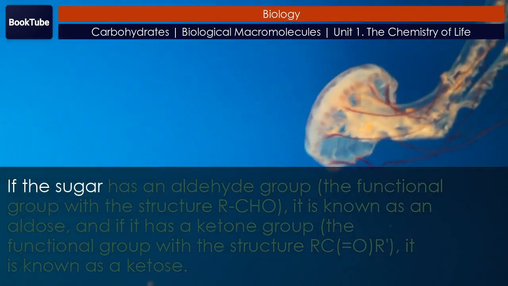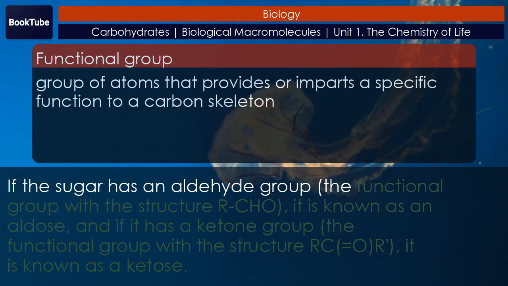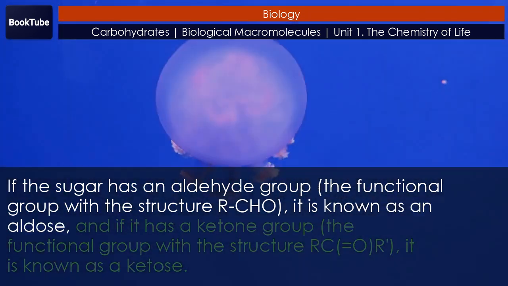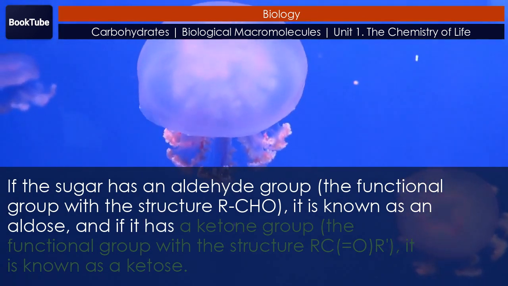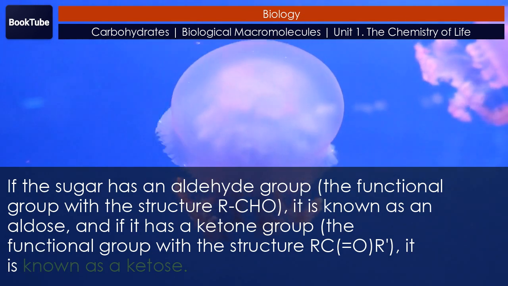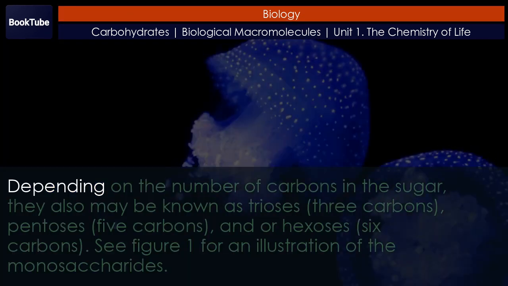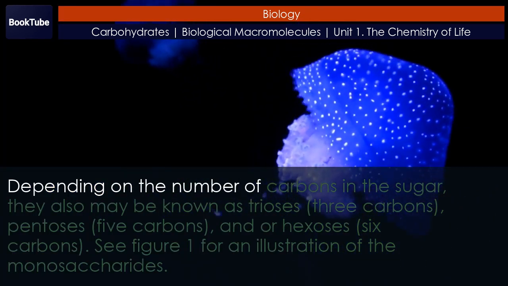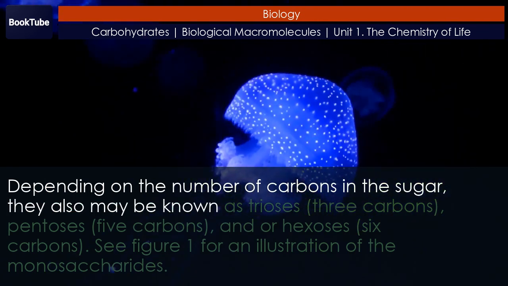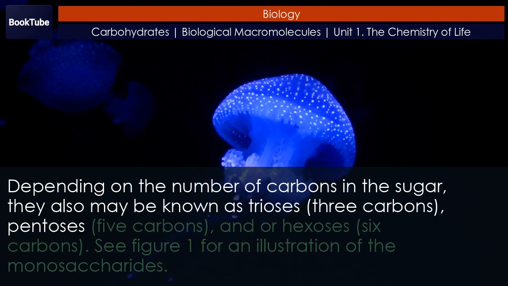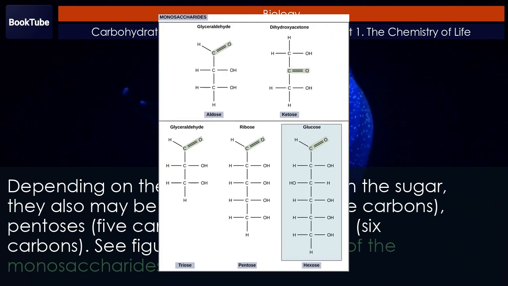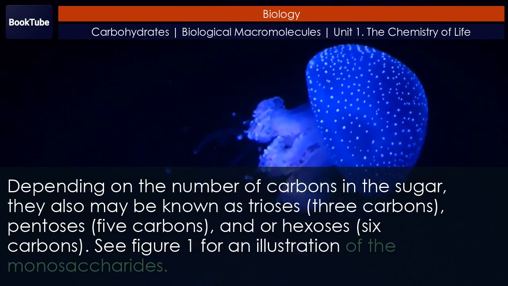If the sugar has an aldehyde group, the functional group with the structure R-CHO, it is known as an aldose. And if it has a ketone group, the functional group with the structure RC=O-R, it is known as a ketose. Depending on the number of carbons in the sugar, they also may be known as trioses, 3 carbons, pentoses, 5 carbons, and/or hexoses, 6 carbons. See Figure 1 for an illustration of the monosaccharides.